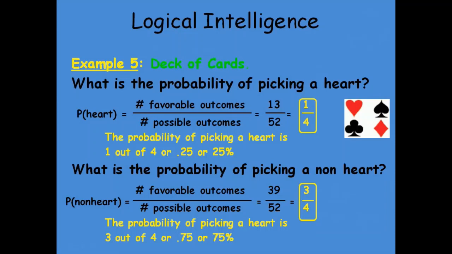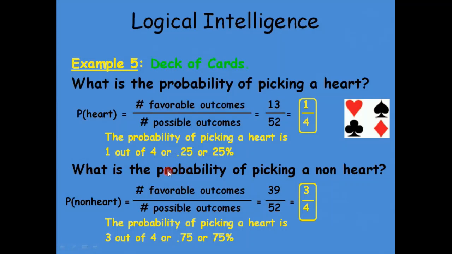Example number 5. Deck of cards. What is the probability of picking a heart? In a deck of cards, the total number of cards is 52. And there are 13 cards having the heart on them. So our favorable outcome is the card with the heart. There are 13 such cards in this pack. So 13 over 52, that is 1 over 4. The probability of picking a heart is 1 out of 4, or 0.25 or 25%.